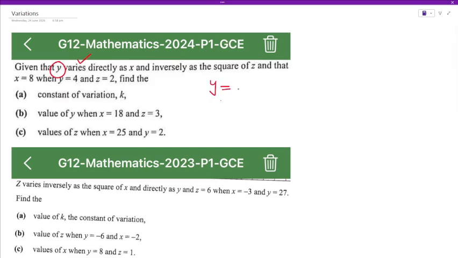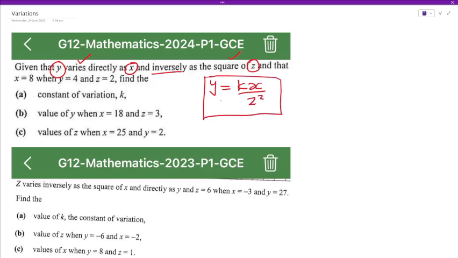Y varies, equals, you add a K. Directly as X, you write an X. And inversely, underline, as the square of Z, meaning Z squared. That's our formula. Having found this formula, you are good to go.